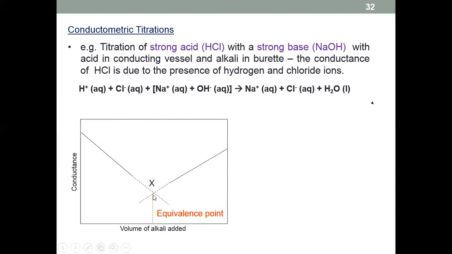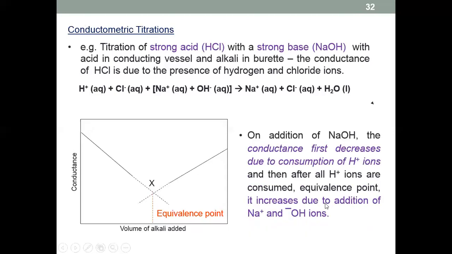So this cross should be right here. This X determines the equivalence point. From there we can find out the strength of the NaOH and other parameters in other reactions. All right. So what happens? Conductance first decreases due to consumption of H+ ions, and after neutralization, after this equivalence point, it increases due to the addition of sodium hydroxide, where both sodium and hydroxide contribute to the conductance.